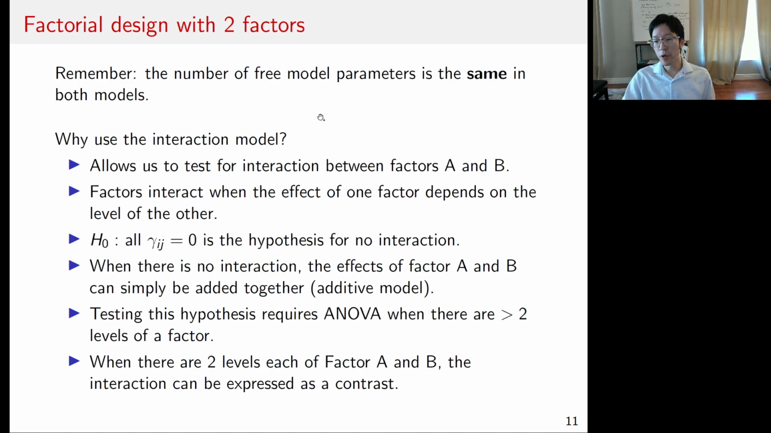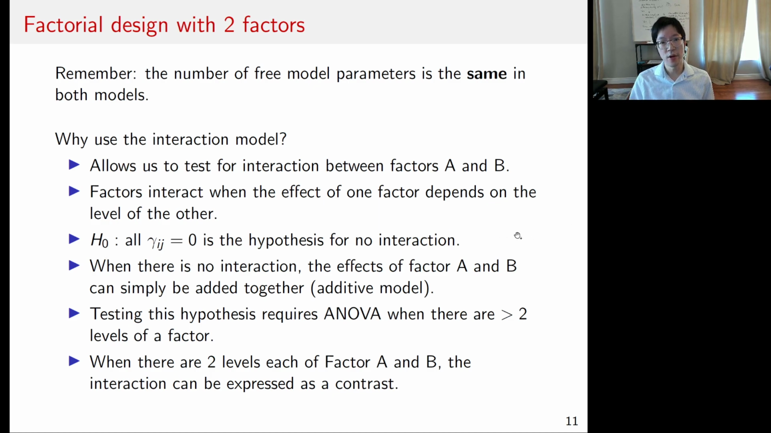Okay, so let's just do a quick recap of why we used the interaction model. So here's a few points to remember. First is it allows us to test for interaction. Okay, so the hypothesis test for interaction is to ask whether all the gamma parameters, so those are the interaction parameters, are 0. So if they're all 0, then that means there's no interaction. And so this is the hypothesis that we test formally using generally the ANOVA F test for interaction.